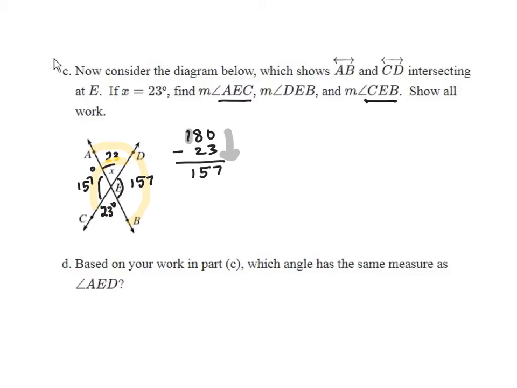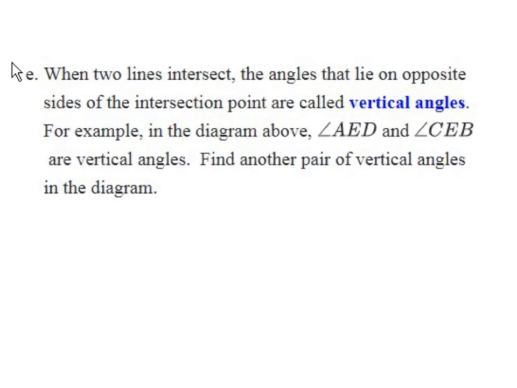Based on your work in part C, which angle measures have the same as AED? And so I look at AED, the same one is angle CEB. Remember, your vertex or your center point is always in the middle. When two lines intersect, the angles that lie on opposite sides of the intersection are called vertical angles. For example, in the diagram that we just showed, AED and CEB were vertical angles. Find another pair of vertical angles in the diagram. And we already know it was this and this.